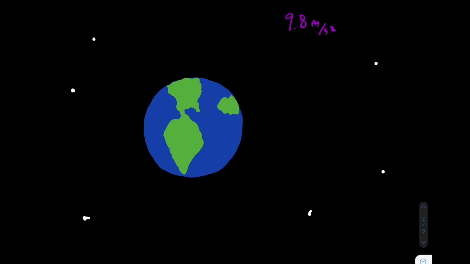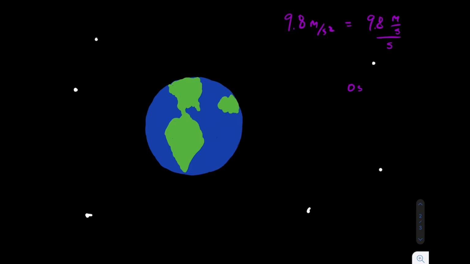There it is. 9.8 meters per second squared. That's what it says in your reference table. Another way to think about acceleration is always 9.8 meters per second every second, meaning it's the rate at which your velocity increases. So when we have an object that's falling, it means its speed is increasing as a result of that acceleration due to gravity at a rate of 9.8 meters per second.